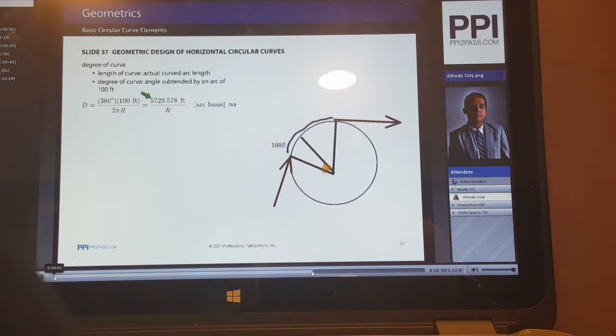Key thing to understand here. The values used in equation 79.8 must be in US units. The degree of curvature is a concept that is only used with US units. There is no parallel concept in metric highway design. No parallel concept to the degree of curve in metric unit design in SI units.